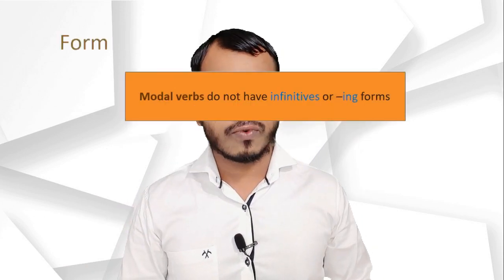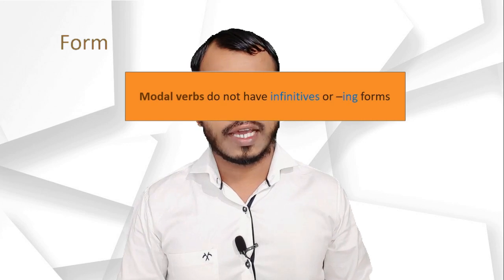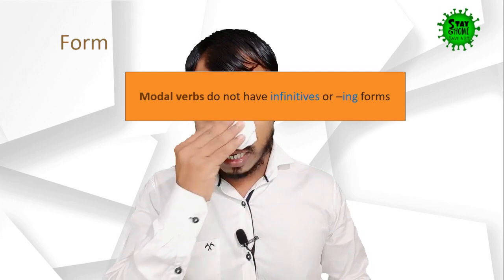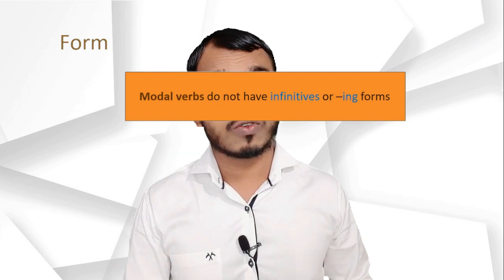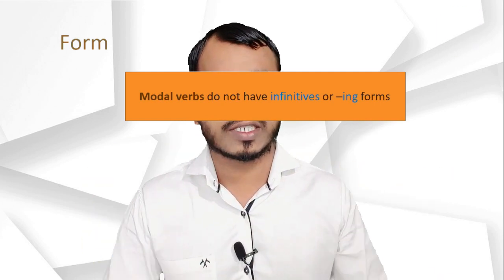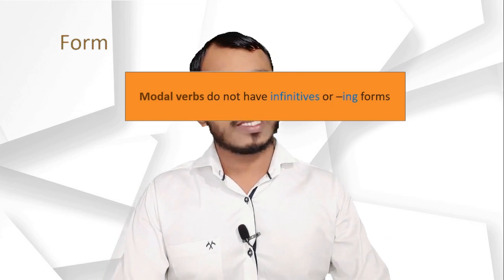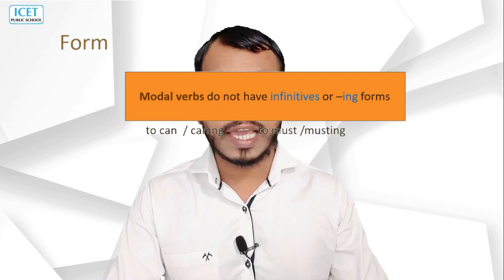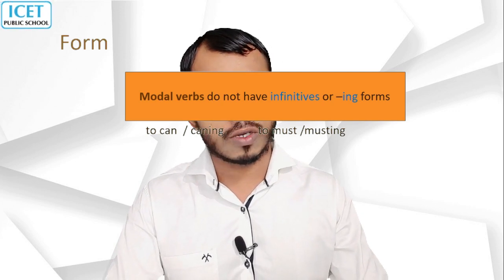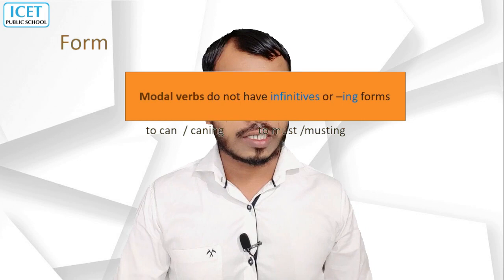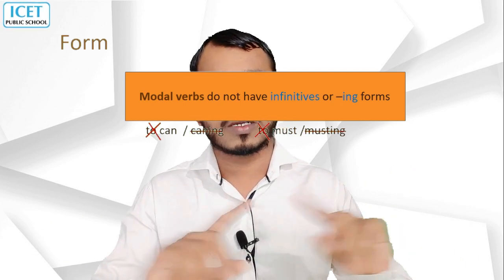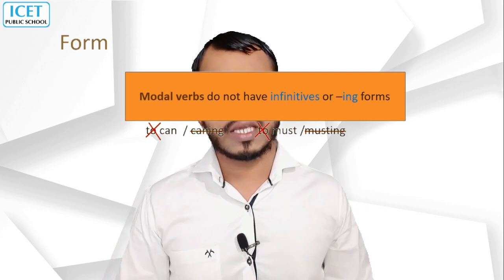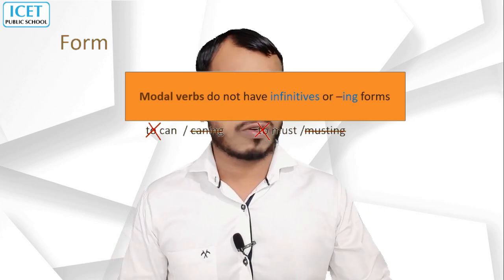Now, the forms of modal verbs do not have infinitives or ing forms. That is, I already told that conjugations are not accepted. So for that, the explanations I am giving: the ing form also will not be accepted. For example, we can't say "to can", that is wrong. "Canning" or "to must", "musting", all are wrong. It is wrong. That is, can means can only, must means must only.